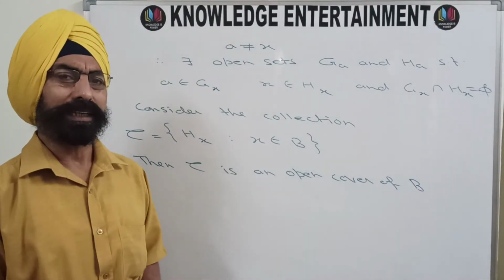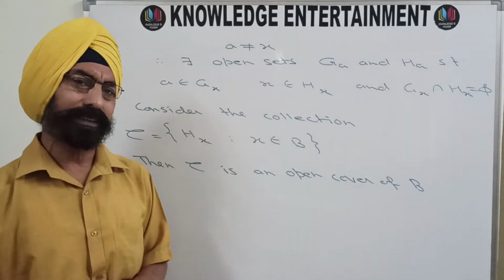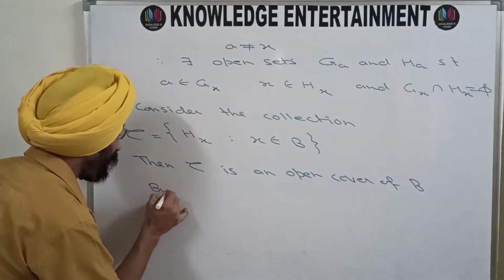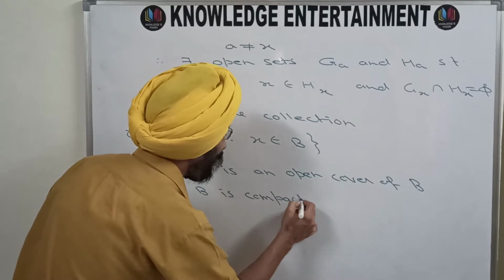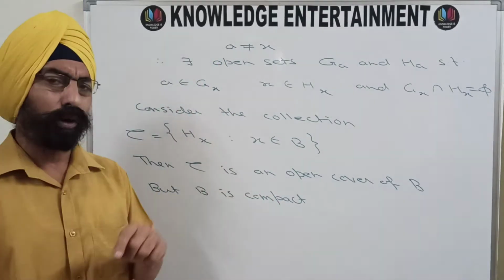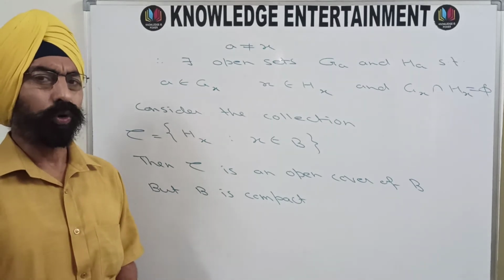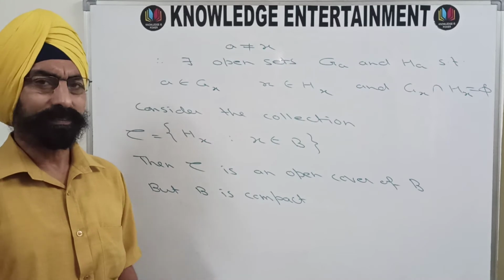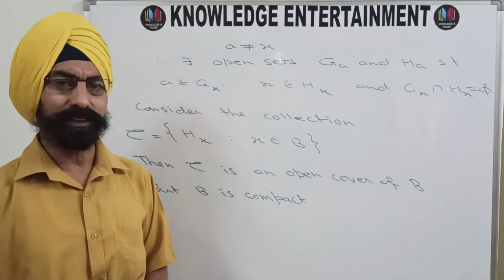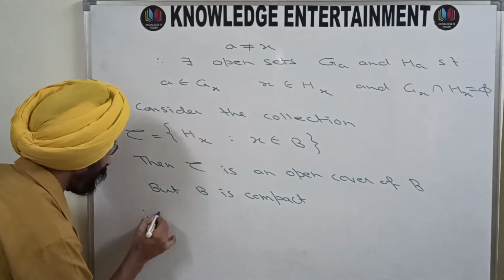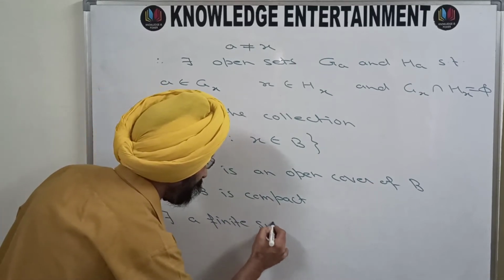But what about B? Our sets A and B are both compact. So B is also compact, and since B is compact, by the definition of compact sets, every open cover must have a finite subcover. So C is also an open cover, it must have a finite subcover. So therefore there exists a finite subcover.